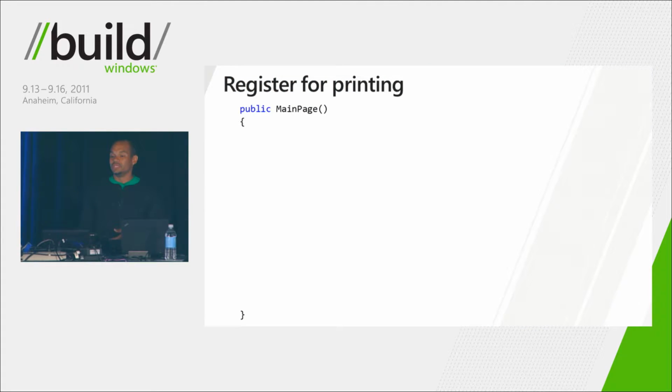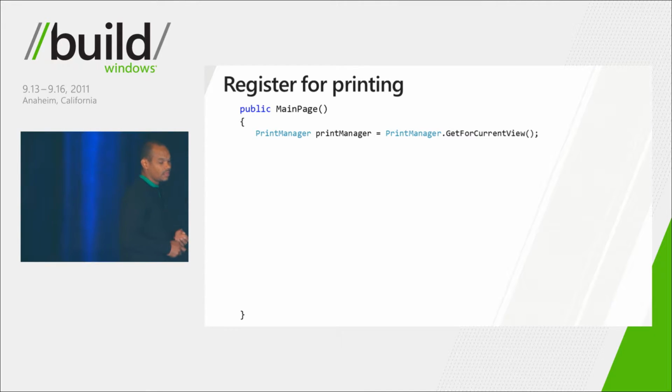You could do this in the constructor for your main page or wherever you like, and we suggest you do it at startup. The first thing to do is to get the print manager, the current instance of the print manager. The print manager is this new object in Windows 8 that simplifies printing for both you, the developer, as well as the user.